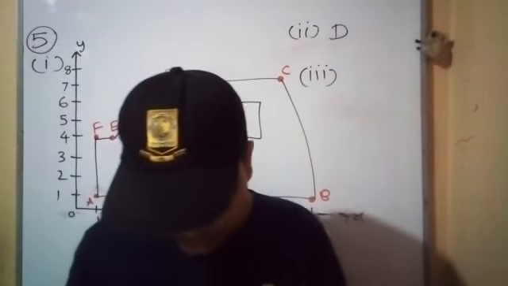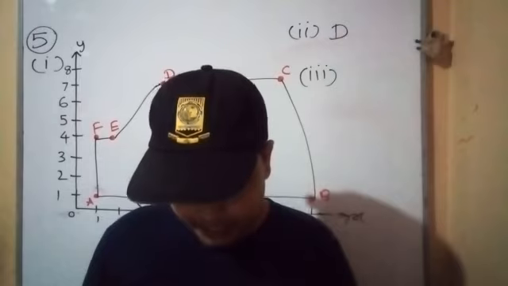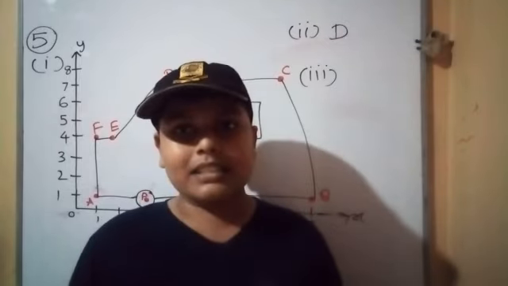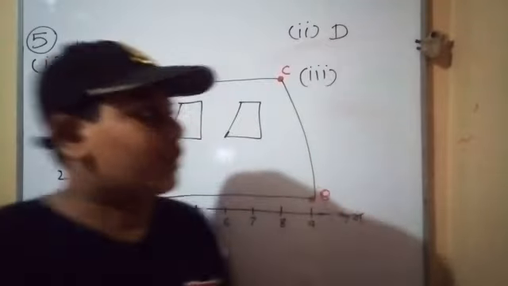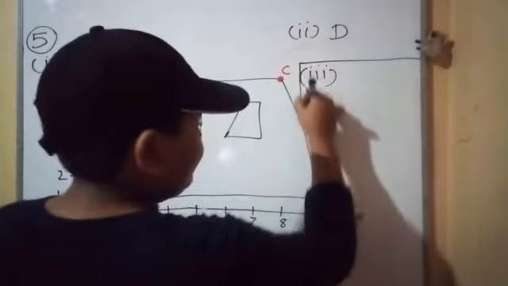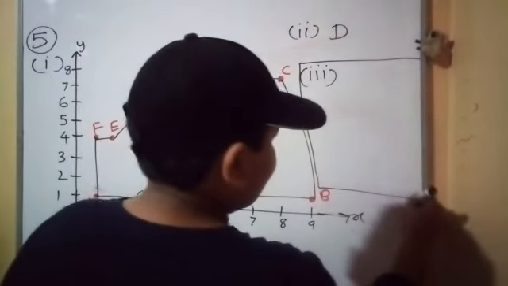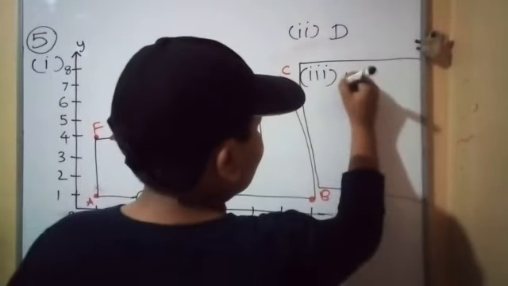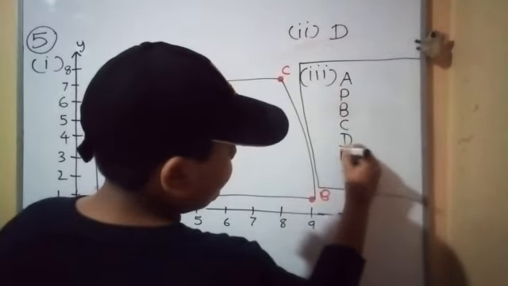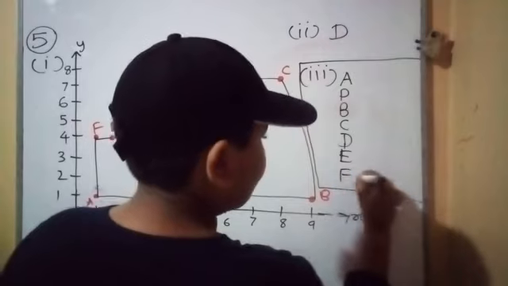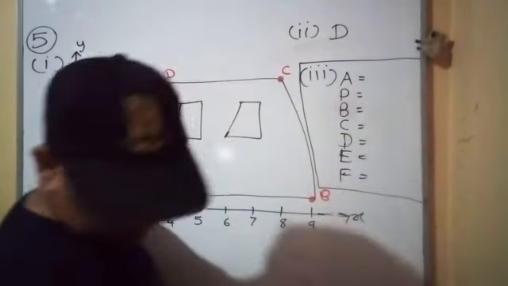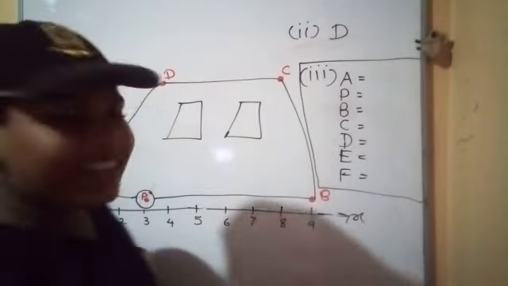Write down the coordinates of the points A, P, B, C, D, E and F as ordered pairs. That means you want to write the coordinates, no? That means I want to get like this. So A, P, B, C, D, E, F. Like this. So let's see.